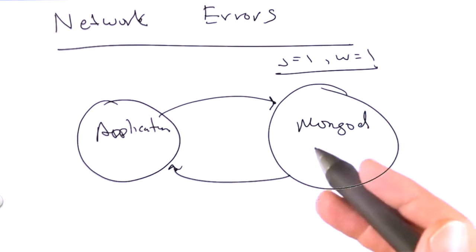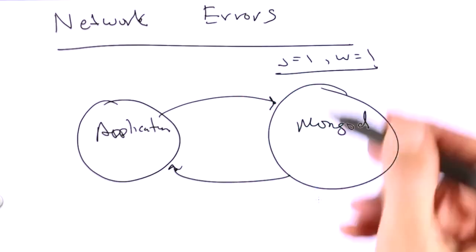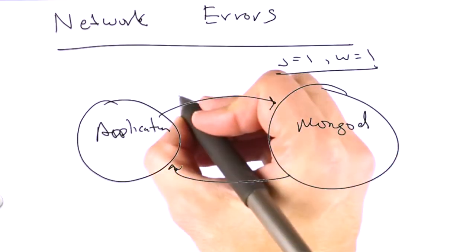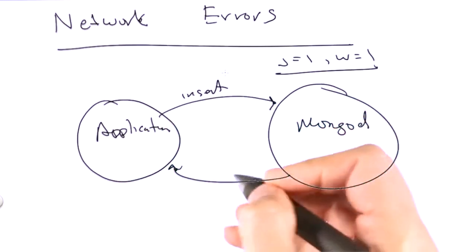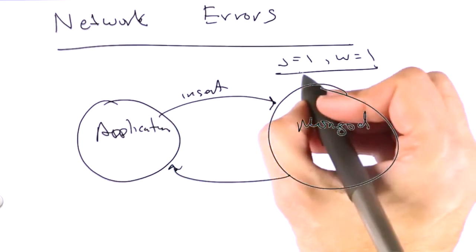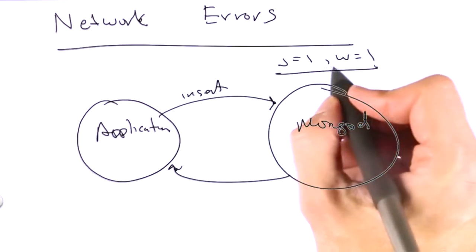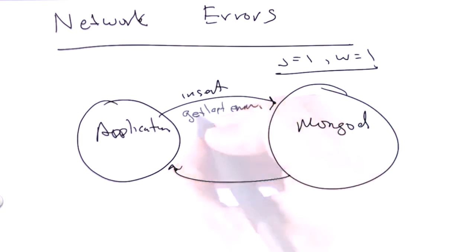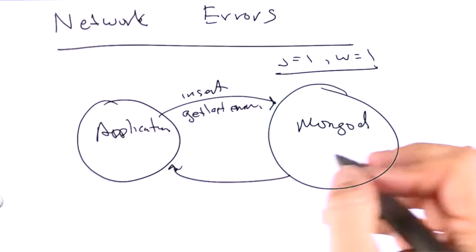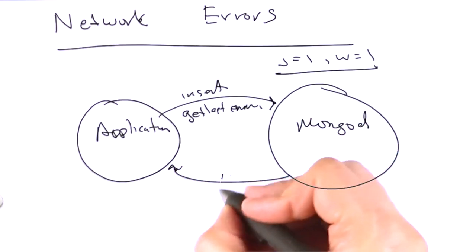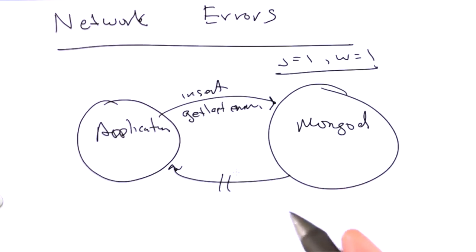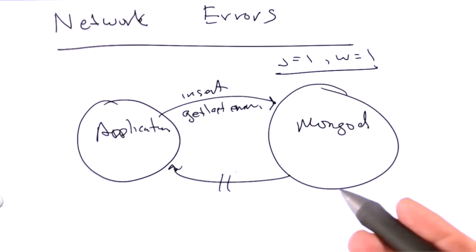And the reason is that there are network errors. So for instance, let's say that you did an insert, and that insert was specified with a connection that had j equals 1 and w equals 1, such that the driver issued a get last error on your behalf. And the write did complete, but unfortunately before it completed, the network connection got reset. TCP reset, there was some intervening network problem.